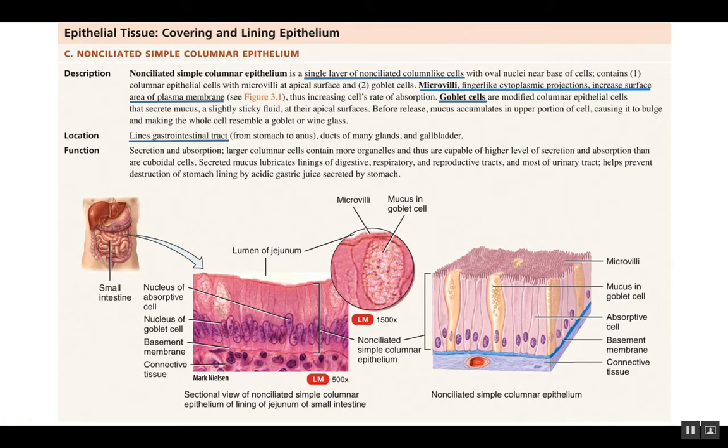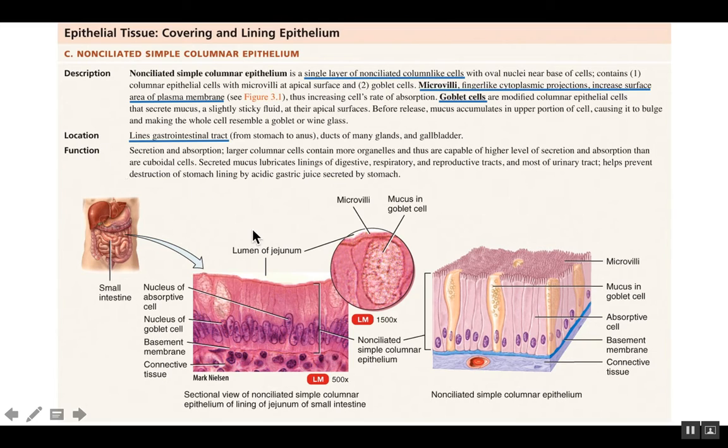You might also find a cell called a goblet cell. Goblet cells are found in a lot of our epithelial tissues. Goblet cells produce mucus. So there needs to be a thin layer of mucus in our digestive system. There needs to be a thin layer of mucus in our respiratory tract and our urinary tract. So you'll find some of these single-celled mucus producers in that lining of the epithelium.